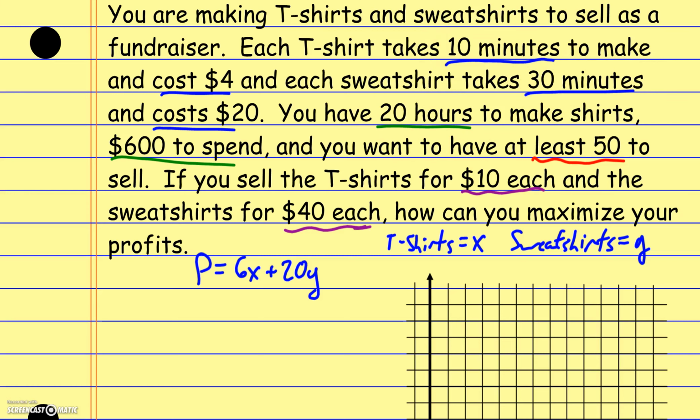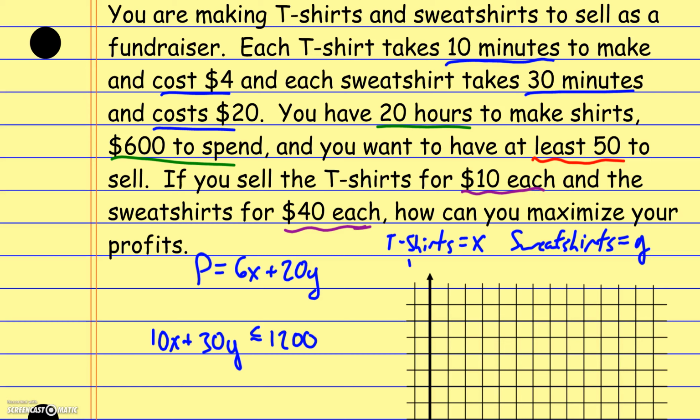So 10 times X is the number of minutes it's going to take me to do all the t-shirts, plus 30 times Y, the amount of time it's going to take me to do the sweatshirts. That amount has to be less than or equal to the 20 hours. Keep in mind, since each of these was in terms of minutes, my hours also have to be converted to minutes, so that's 1,200 minutes. So I get this restriction because of the time crunch we're under, and I have to make these in under 20 hours.